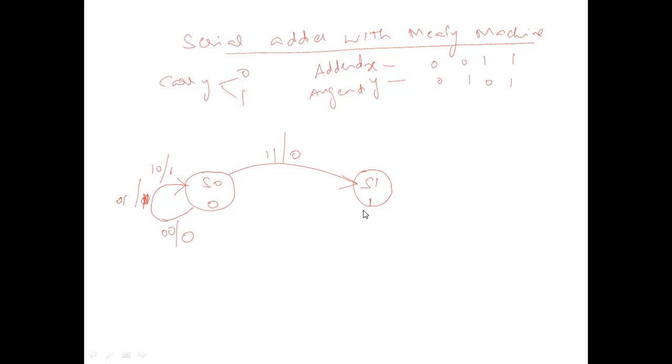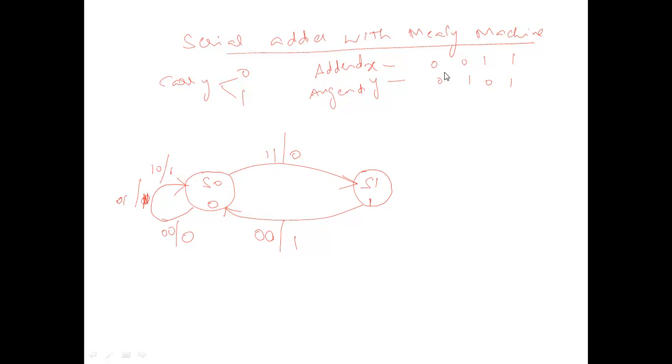Similarly, you need to complete all four possible combinations from the state S1. So let us start from the state S1. From S1, if 0, 0 is the first combination, what will happen? 0 plus 0 is 0. Here the previous carry is 1. Therefore 0 plus 1 equals sum 1, carry 0. So carry is 0, it goes to the state S0. Sum is 1. So from S1, it will go to S0. If the input is 0 and 0, the output is 1, carry is 0.